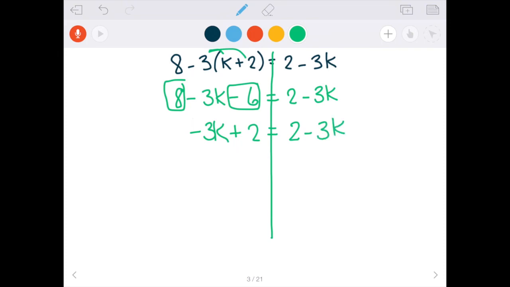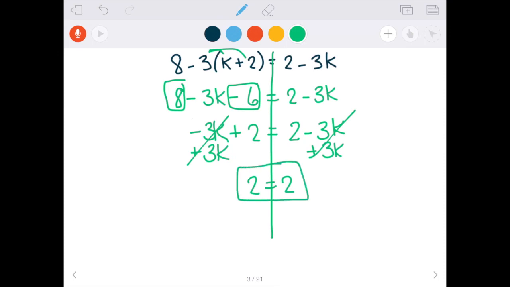Okay, now that I have one variable and one constant on each side, now is the time when I could zero pair. So I always want to eliminate a variable first. So I am not going to subtract 2. I'm going to add 3k. And if you'll notice, I end up with zero pairs on both sides. And what I have is 2 equals 2. Remember that you are allowed to have an answer like this. And when you have a number equals itself, this indicates infinite solutions to the equation.